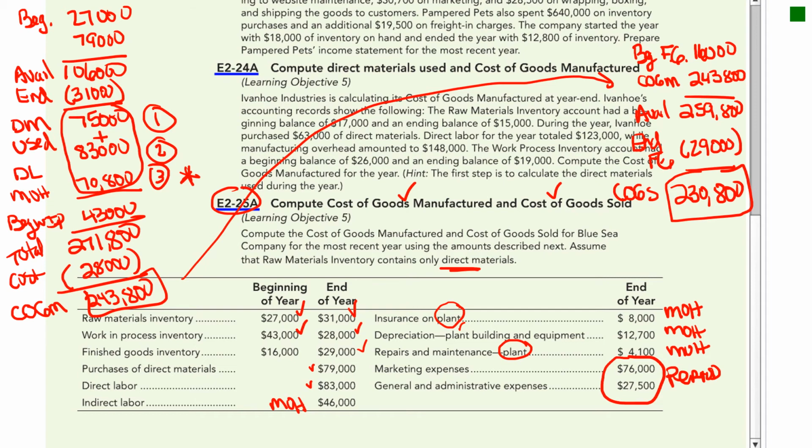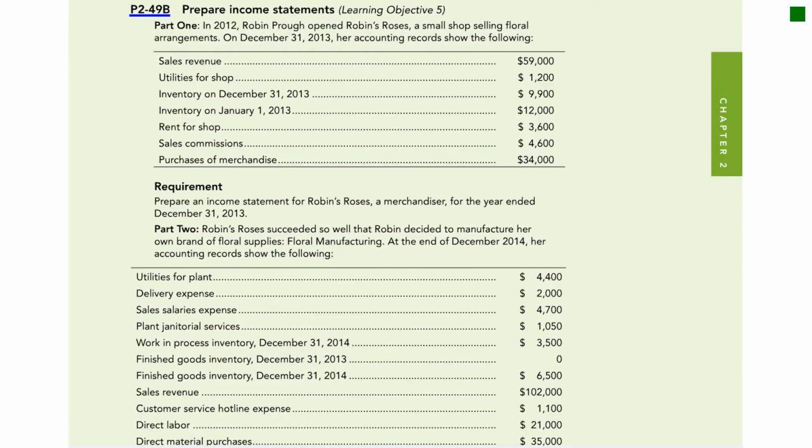So this is a good practice problem that takes you through all the different cost flow steps, from raw materials, what you used, to direct labor and overhead. This gets your product cost. You figure out what you finished. You transfer that to finished goods. You figure out what was left to get to cost of goods sold. So you should always know, even though we're only adding and subtracting, you need to know the relationships and the definitions.